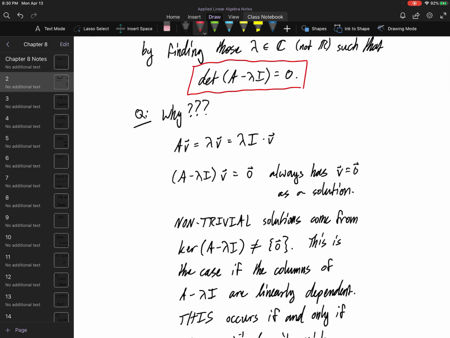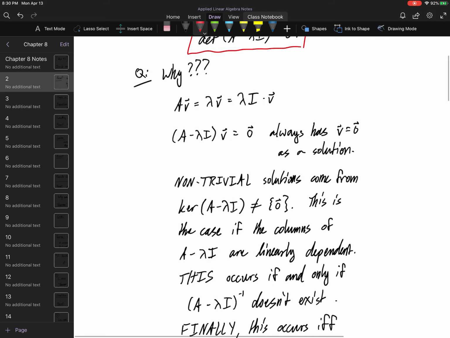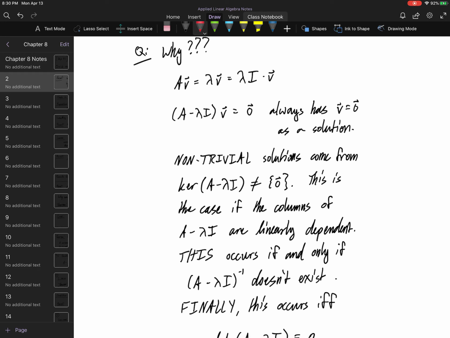Okay, so what happens when I do that? Well, we notice instantly that there's always the trivial solution, right? This is a homogeneous equation. It's some matrix times v is equal to 0. And the fact is, linear homogeneous equations always have the trivial solution as a solution. So what we're really looking for are the non-trivial solutions. And these come from a non-trivial kernel. This is exactly why we need to make sure our eigenvectors are non-trivial, because we're looking for the interesting solutions to this homogeneous equation.